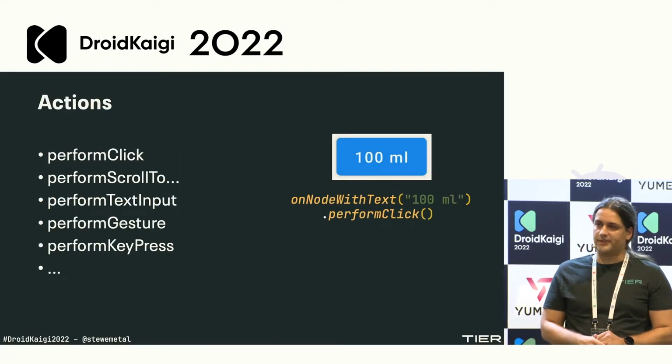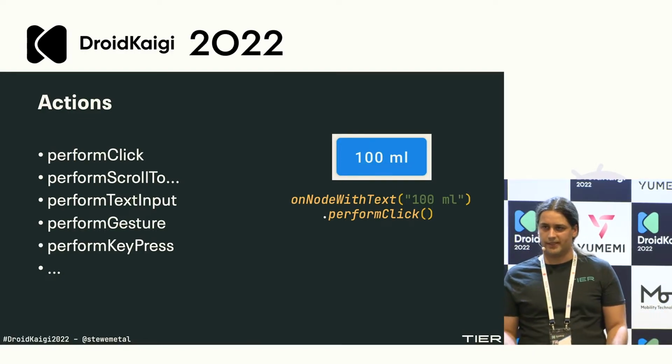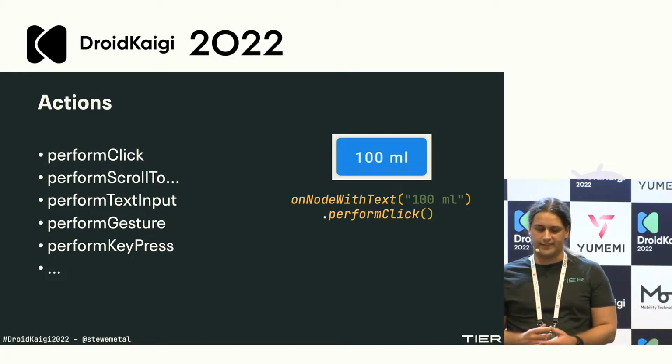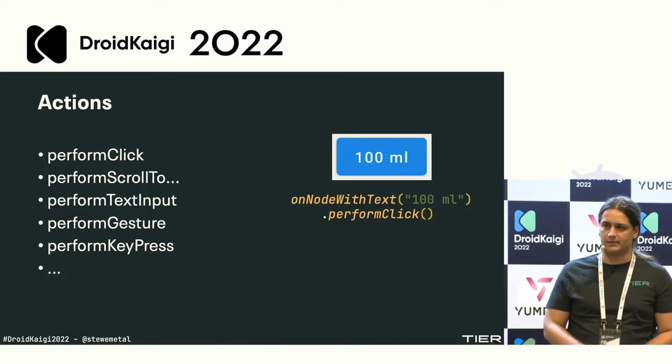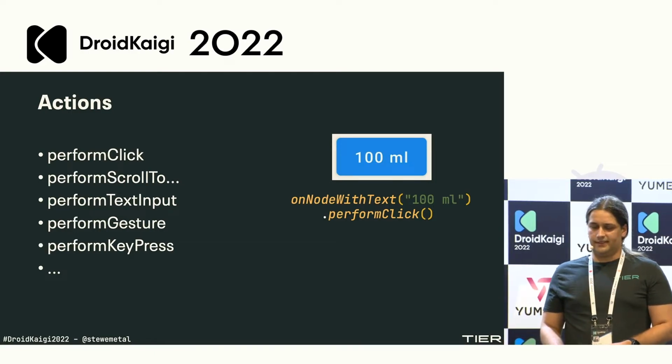So next up is actions. Now we can select nodes in the semantics tree, and let's do some actions on them. There are the basic actions available in the Compose testing framework, like click, scrolling, text input, gestures, key presses, and so on and so forth. So let's see an example.